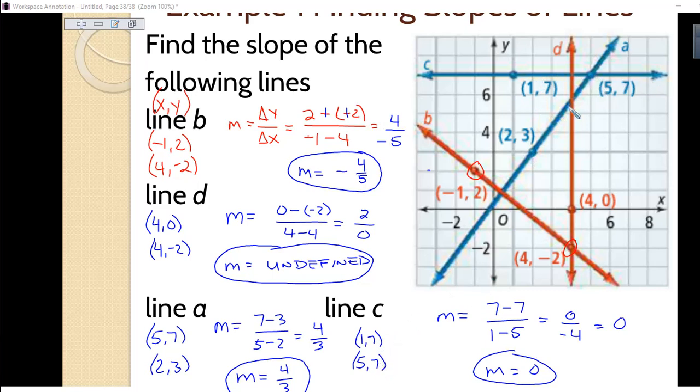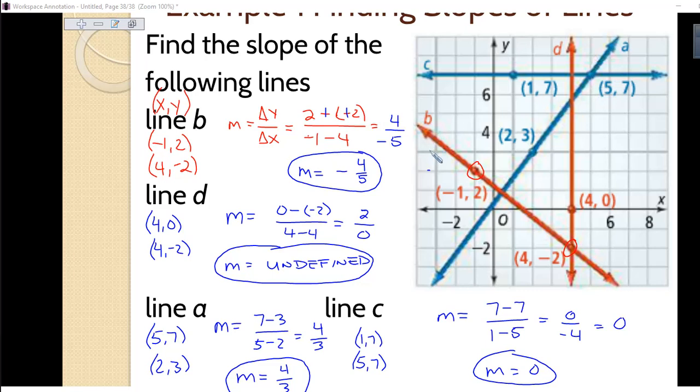This is a horizontal line. We have 7 minus 7 is 0, and 1 minus 5 is negative 4. Now this one's not undefined. Anytime you have 0 in the numerator, your answer is going to be 0. So if you have a horizontal line, you have a slope of 0. It's not rising or falling at all.